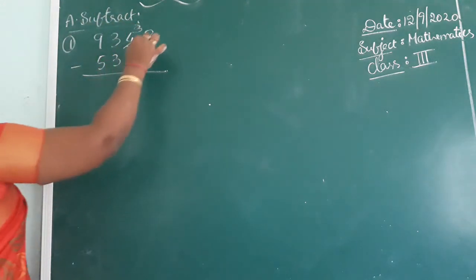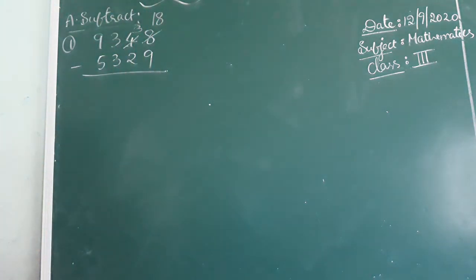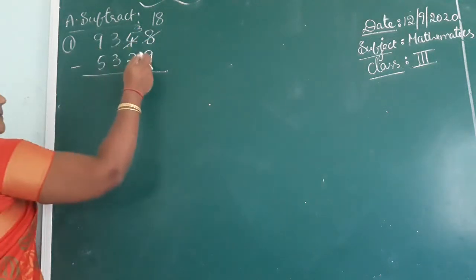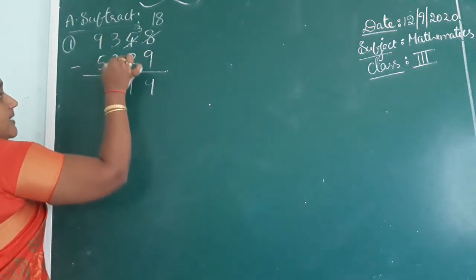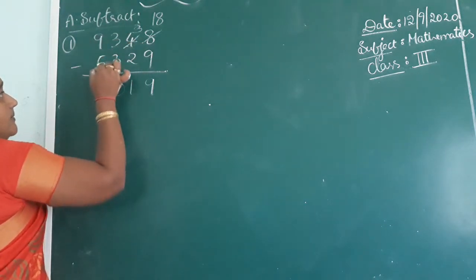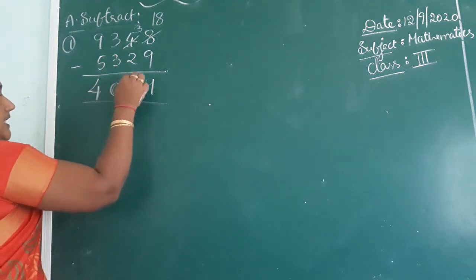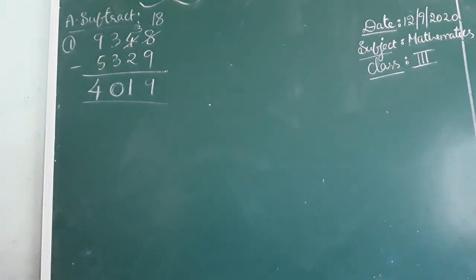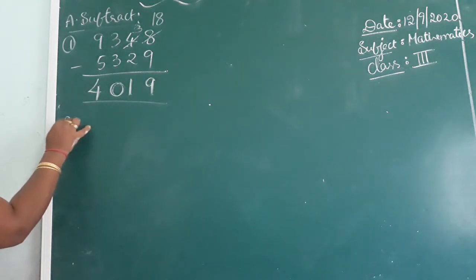So the first number becomes 10 plus 8. Always we will carry or borrow 10 from the next before numbers. Yes? 8 minus 9, 9. 3 minus 2, 1. 3 minus 6, 0. 9 minus 5, 4. So it's nothing but 4019. 4019.